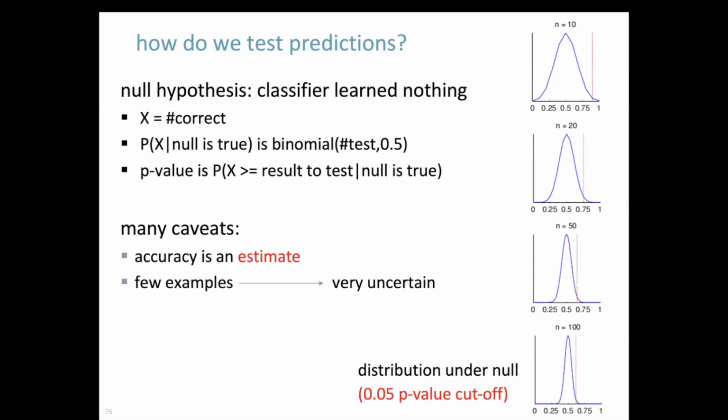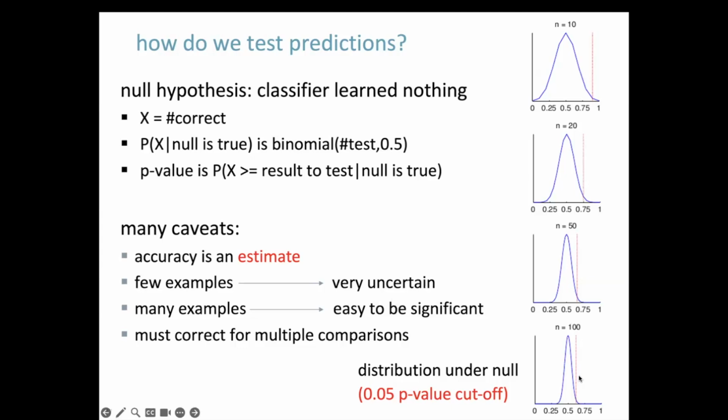And the reason I'm belaboring this is that on the right, I'm showing you what this null distribution looks like if there's only 10 examples, n equals 10. It's pretty wide. It could go all the way from 0 to all the way to 1. So by chance, you could easily get a high number in the accuracy. And it's still pretty wide for n equals 20. It's starting to narrow for n equals 50. At n equals 100, it will be pretty centered around 0.5 and pretty tight. The line in red is the cutoff for a 0.05 p-value.